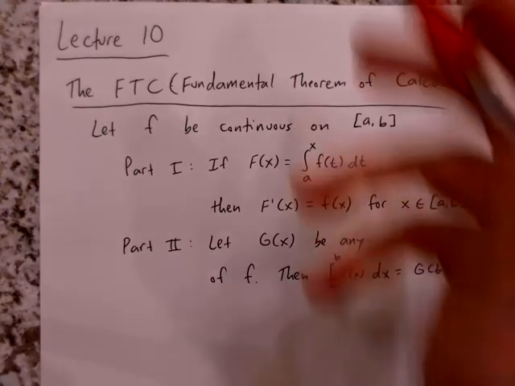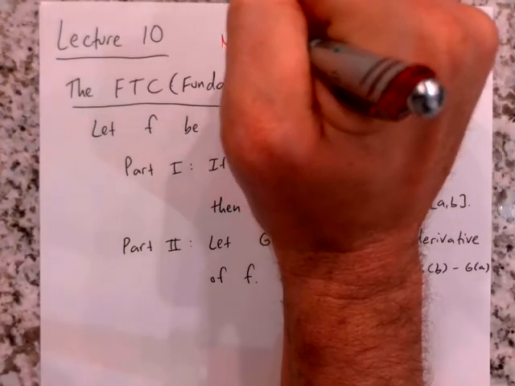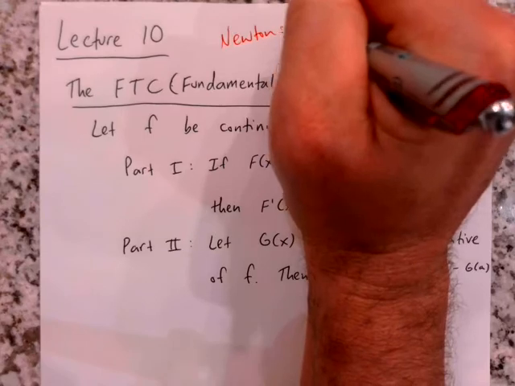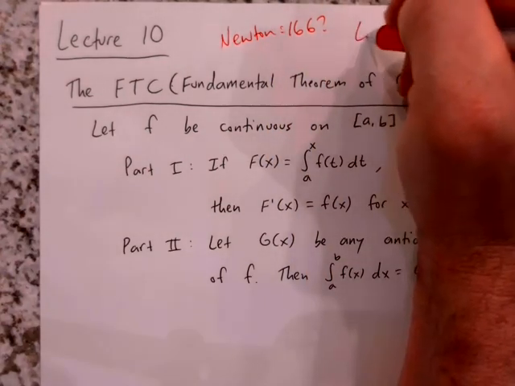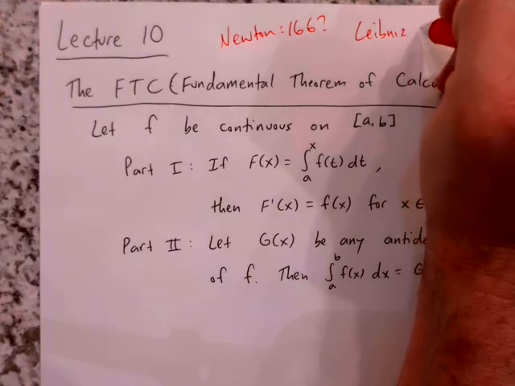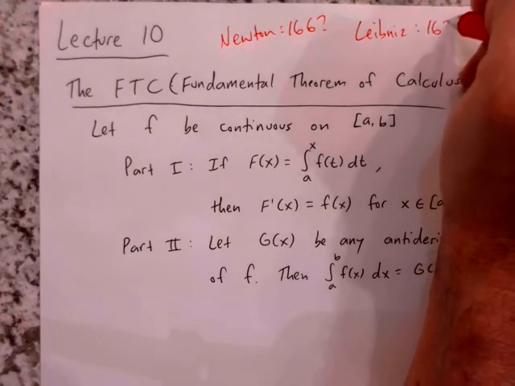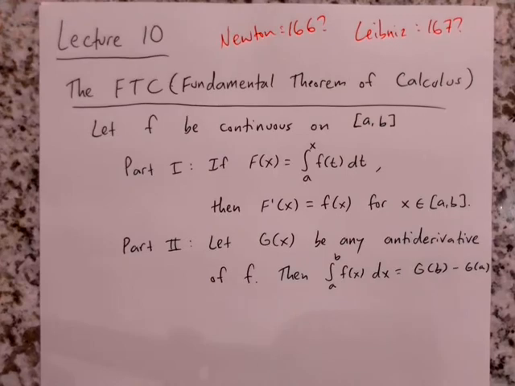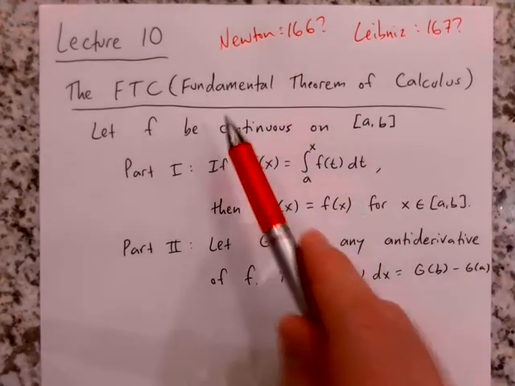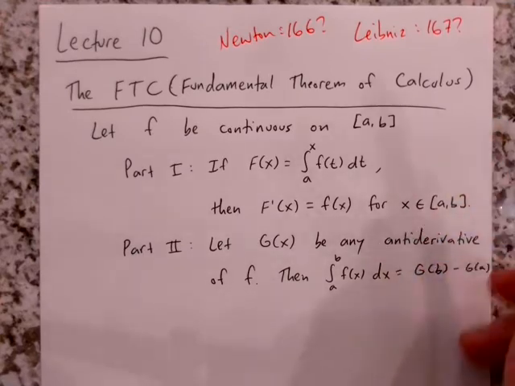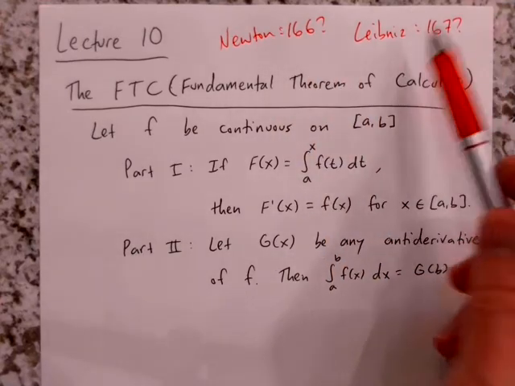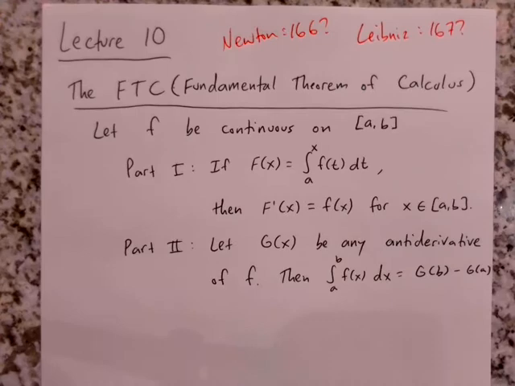This is what Newton discovered in the 1660s, like 1660 something. And then Leibniz also figured it out independently in the 1670s, and that's why those two get called the discoverers of calculus, because they discovered this theorem right here, which is how derivatives and integrals relate to each other. So again, Newton did it first, but Leibniz published it first, whole bunch of history there.